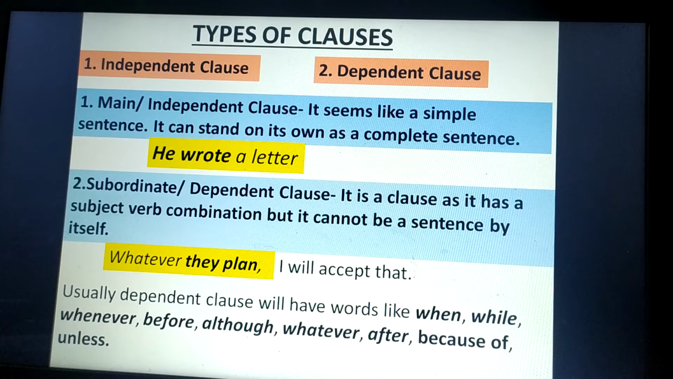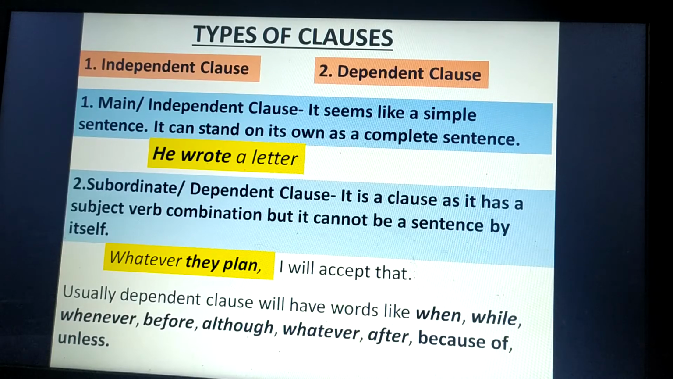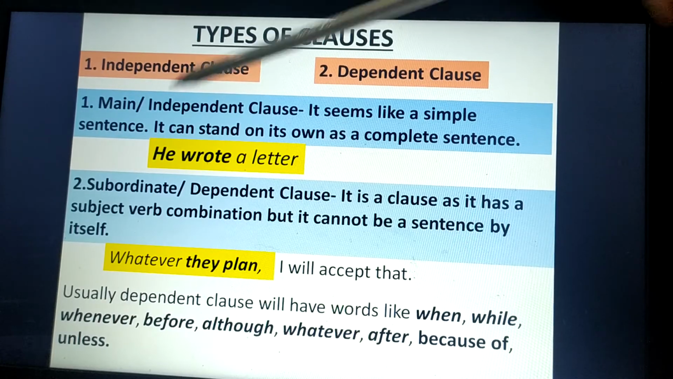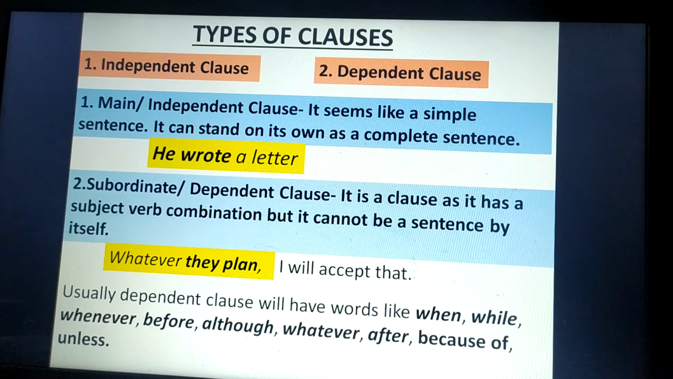Here we have one example. He wrote a letter. Here we can say that he wrote a letter is a clause because it has a subject which is he and it has a verb which is wrote, right? And it's independent because it can be a sentence on its own, right? It's a sentence on its own, so it's an independent clause.